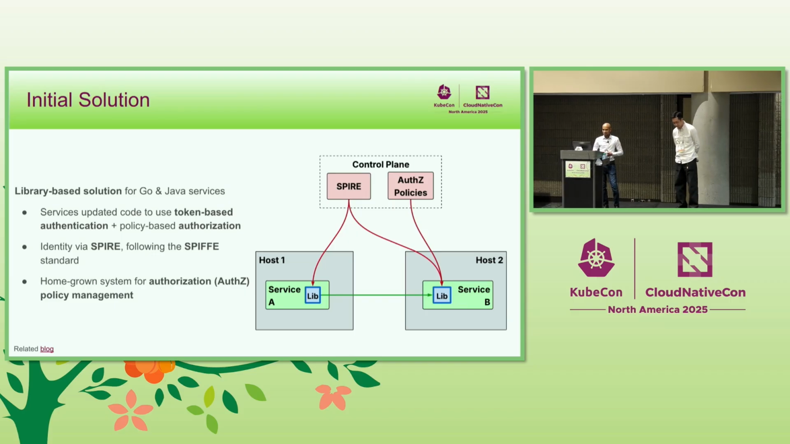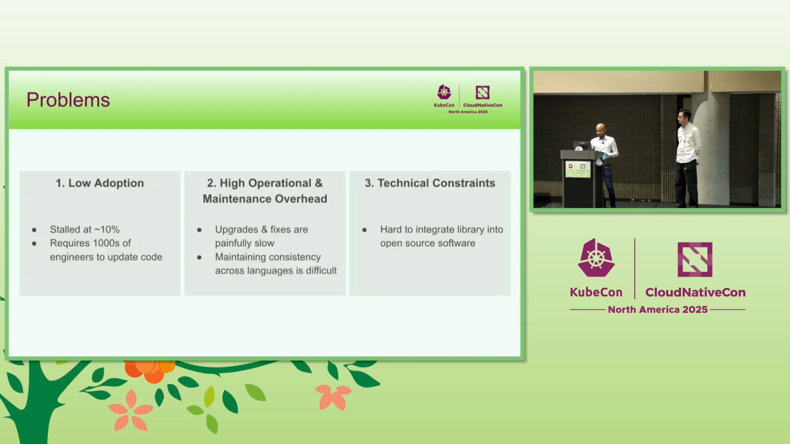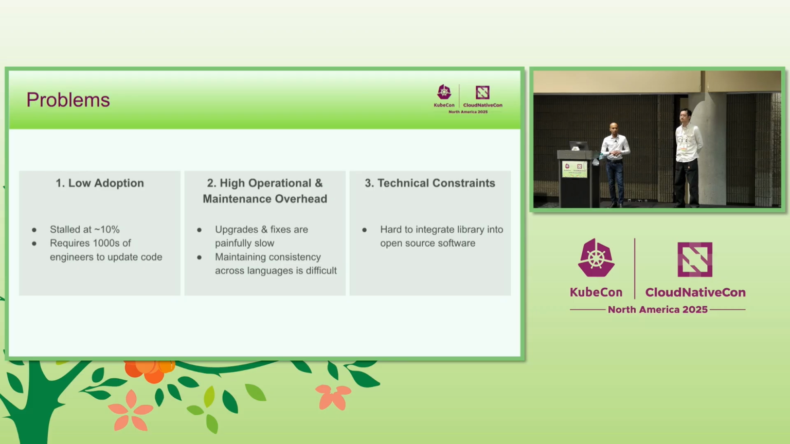So this is a solution that we built back in 2020. And you might think that this will work. But in fact, we ran into several problems there. These are the 3 key problems that we ran into. First is once we put this library in place and we asked people to adopt, adoption actually stalled. And it stalled at around 10%, right? And there's a key reason why it stalled.